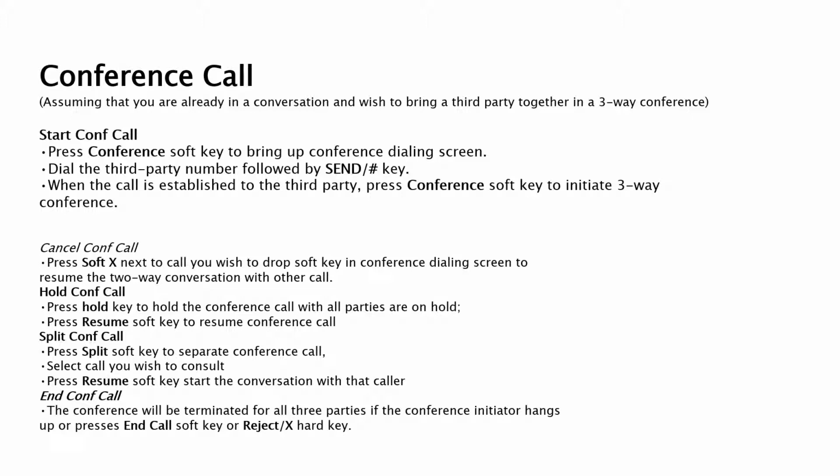Conference calling is very straightforward. When you're on an active call and you want to conference in an additional party, you press the conference soft key. That puts the first call on hold and gives you an immediate dial tone. You can dial the second party. When they answer, you press conference again, and you're all tied together.